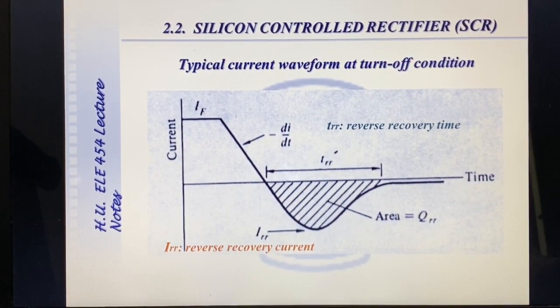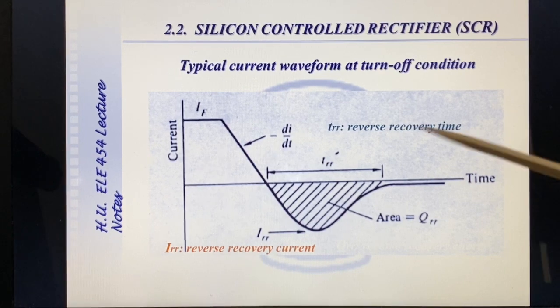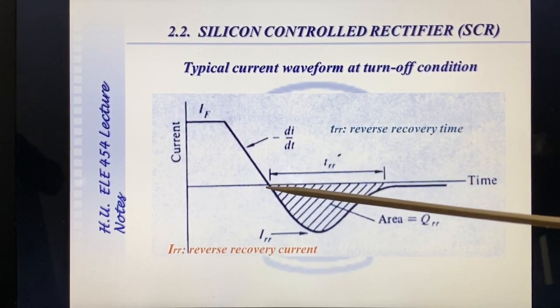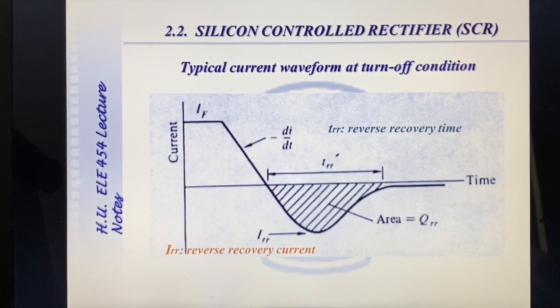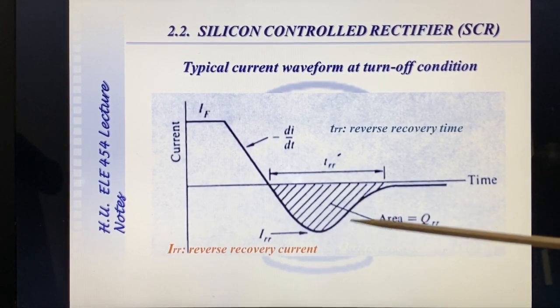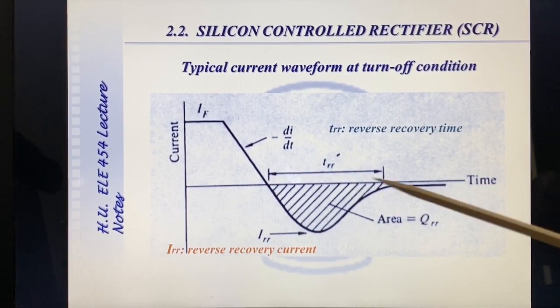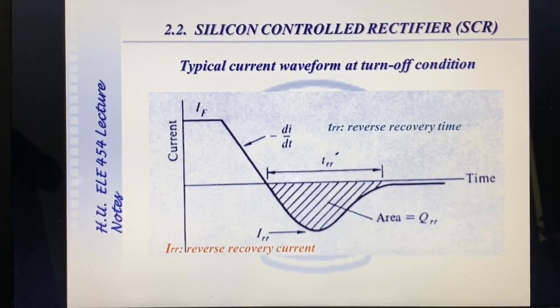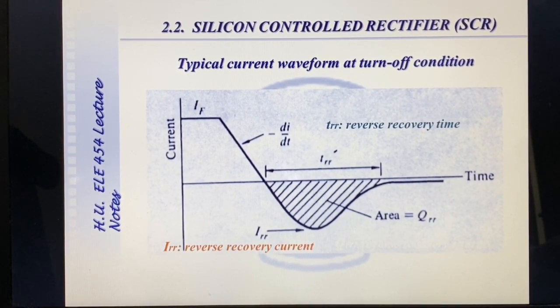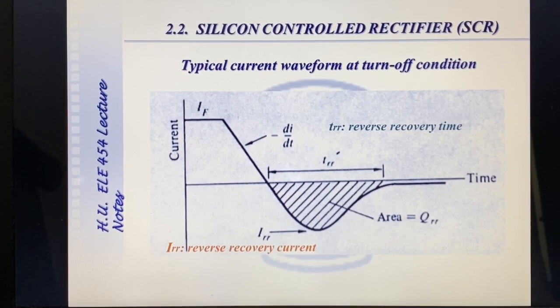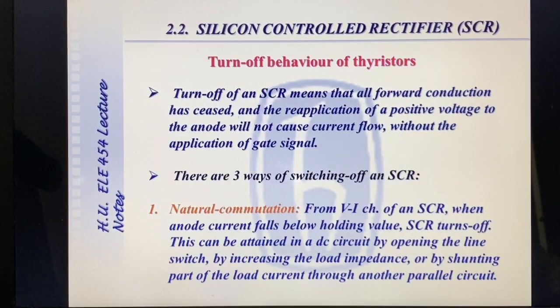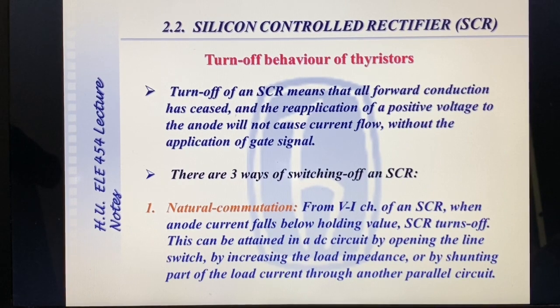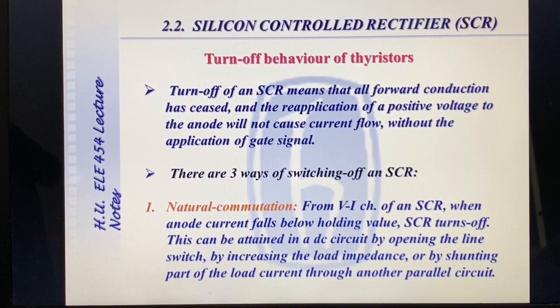So the typical current waveform at turn-off condition is seen here. This is the anode current. It decays with the di/dt, and it goes to a negative value. A certain reverse recovery charge should be recovered during this t_rr time period in order to keep the thyristor in off condition. This reverse recovery time should be elapsed.